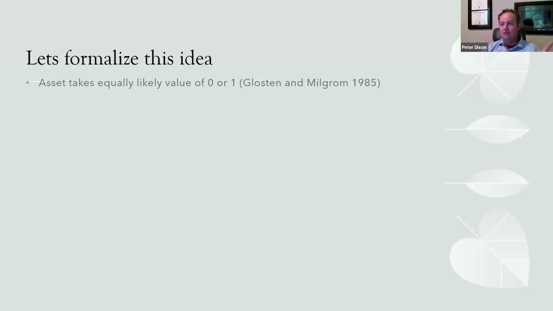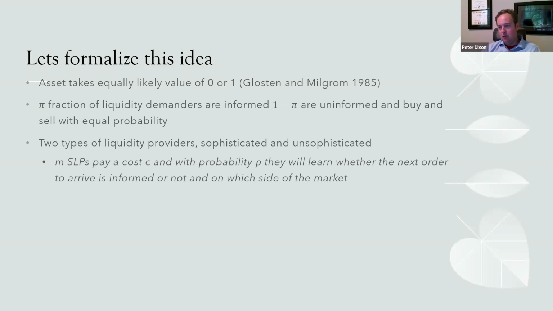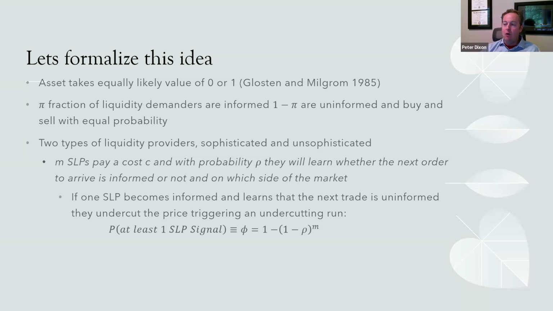An asset takes an equally likely value of 0 or 1. A high fraction pi of liquidity demanders are informed, and 1 minus pi are uninformed and are going to buy or sell with equal probability. We're going to have 2 different liquidity provider types. We're calling them sophisticated and unsophisticated. There are M sophisticated liquidity providers who pay a cost C, and with probability rho, they'll learn whether the next order to arrive is informed or not, and on which side of the market the trade will arrive. The probability that at least 1 sophisticated liquidity provider gets a signal we're going to define as phi, which we just show there.